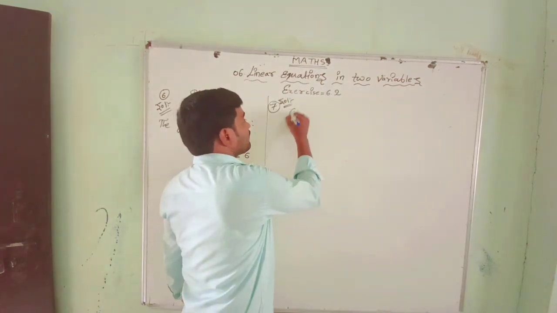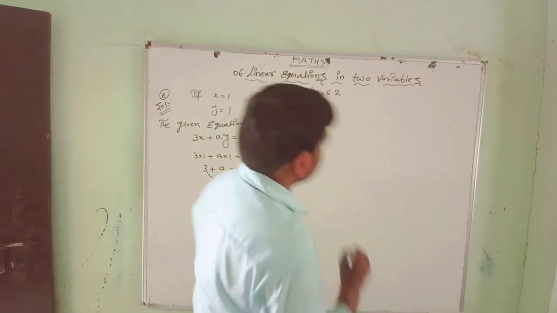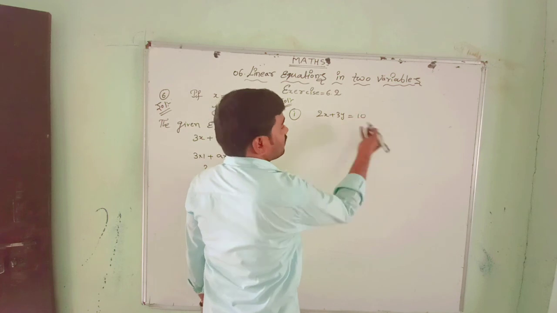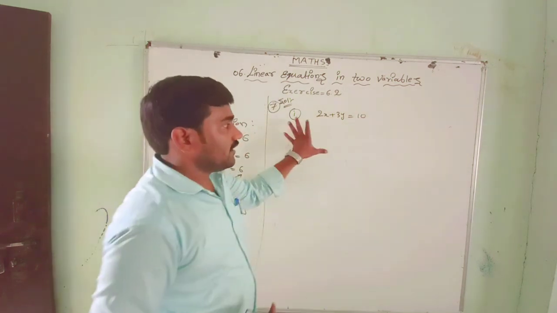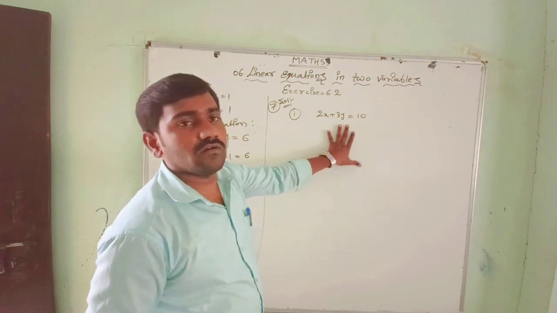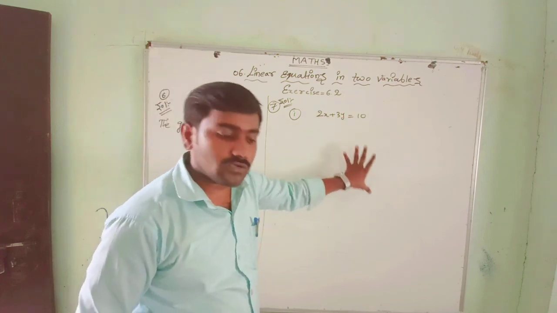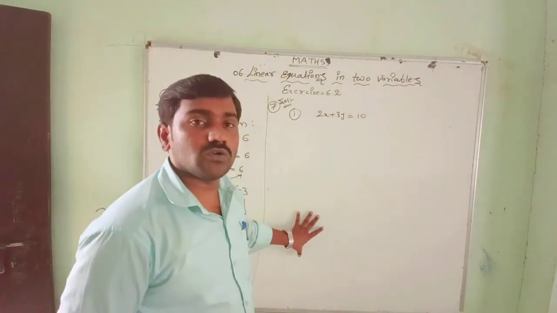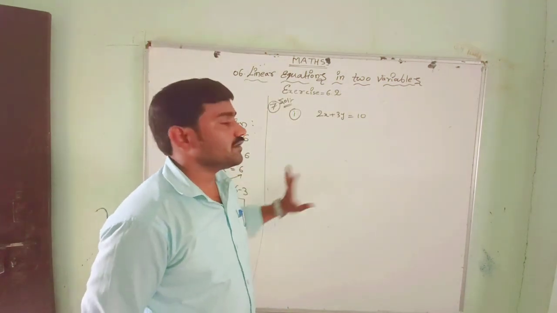Write any 5 linear equations. Suppose I write some examples. Suppose 2x plus 3y equal to 10. It's one linear equation. Make it y equal to first, and draw a table. Find out 3 solutions for each and every equation.